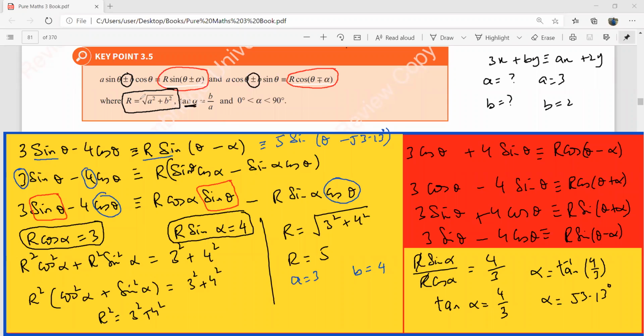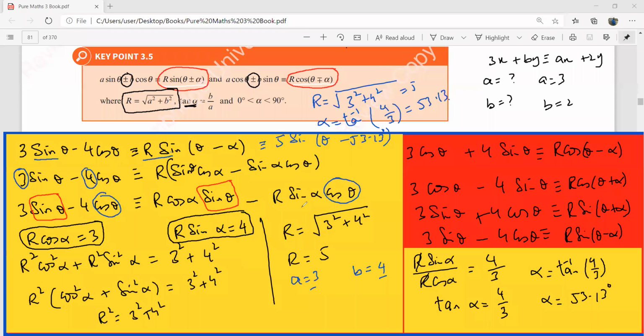You only need to apply this formula. You will say my R is going to be the square root of A squared plus B squared. You'll simply say this is 3 squared plus 4 squared, and that will be 5. And then my alpha is going to be tan inverse of B over A, which is 4 over 3. You will get that alpha over here.